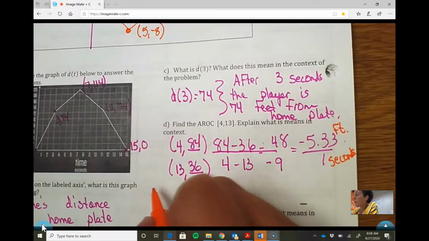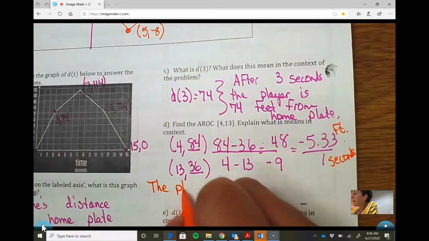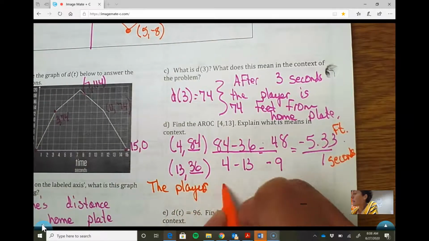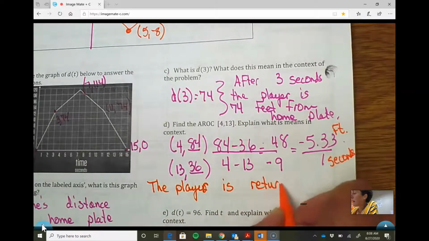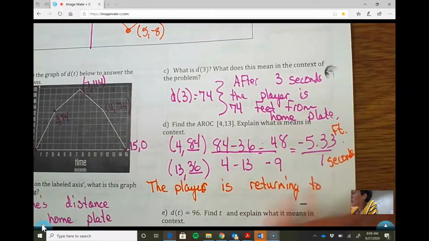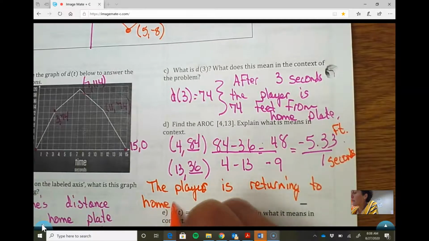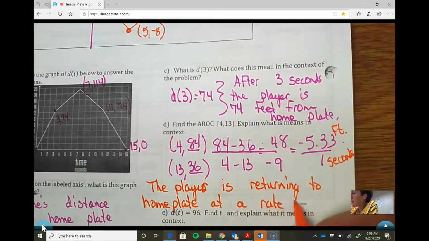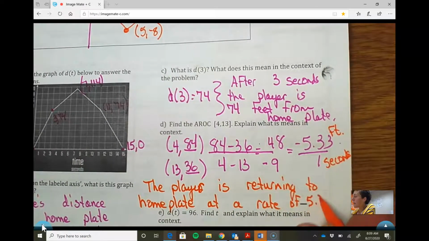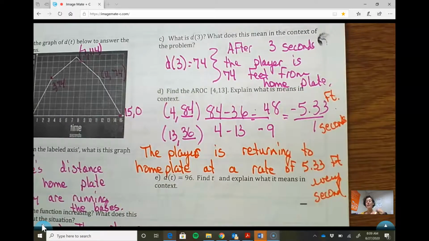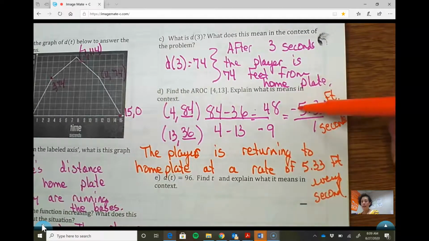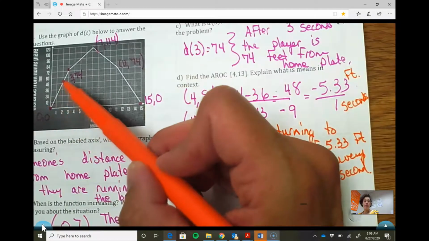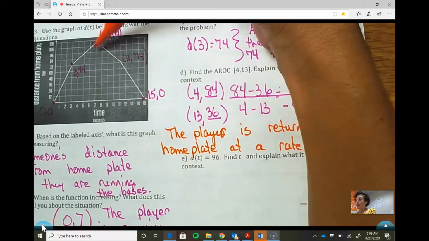On average, the player is returning to home plate at a rate of 5.33 feet every second. You know, that's his speed. Sorry, you can't see that. And how do I know he's going back to home plate? Because it's negative. If it were positive, we'd be averaging this part. But since it's negative, we're kind of averaging this part.